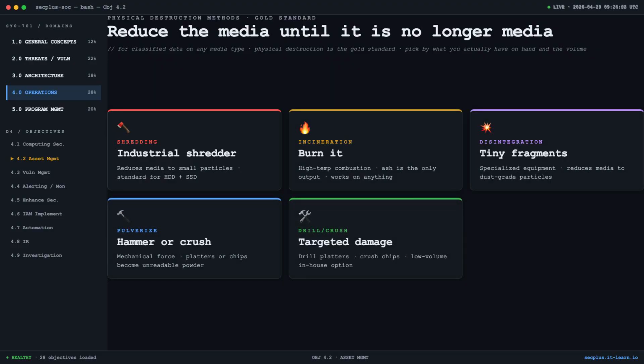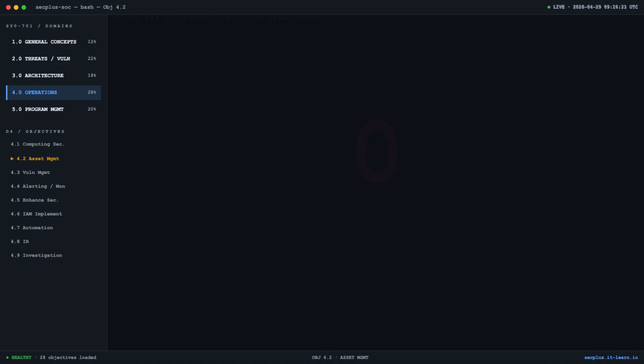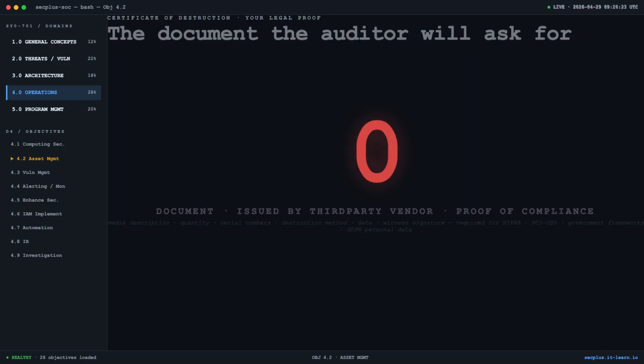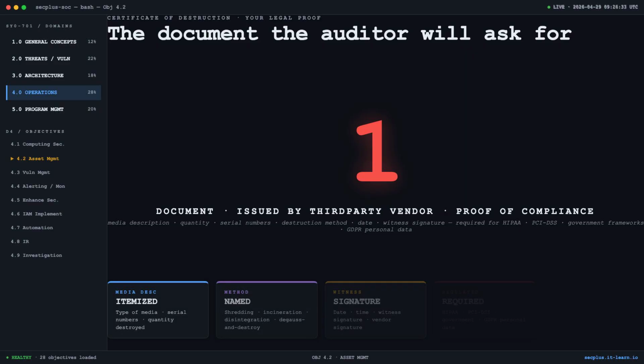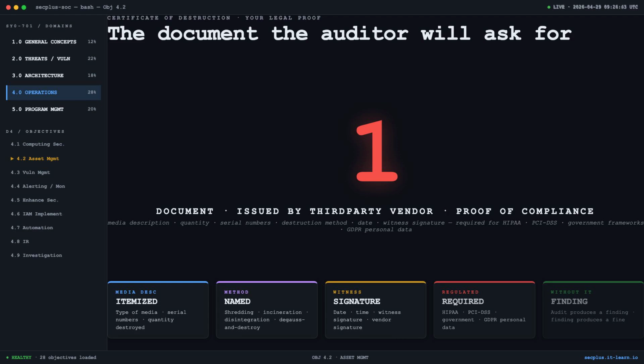Certificate of destruction. A formal document issued by a third-party vendor confirming the media was destroyed. It includes a description of the media, quantity, serial numbers, destruction method, date, and witness signature. Required for regulated industries: healthcare under HIPAA, finance under PCI DSS, government under various frameworks, and personal data under GDPR. The certificate is your legal proof of compliance. If you have ever sat through a regulatory audit, you know exactly what document the auditor is going to ask for and exactly what their face will look like if you cannot produce it.